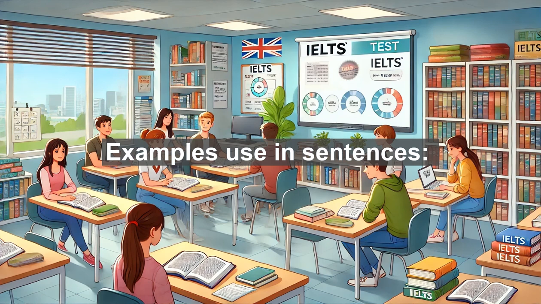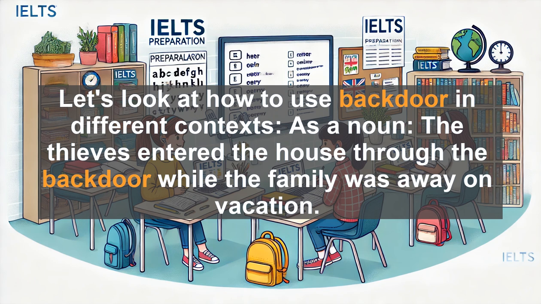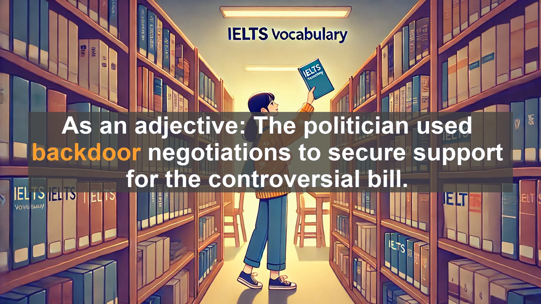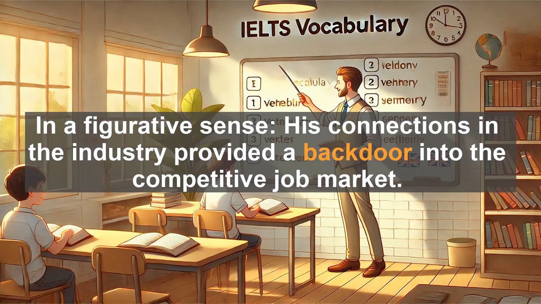Examples used in sentences. Let's look at how to use backdoor in different contexts. As a noun: the thieves entered the house through the back door while the family was away on vacation. In a technological context: the hacker installed a backdoor in the company's network, allowing unauthorized access to sensitive data. As an adjective: a politician used backdoor negotiations to secure support for the controversial bill. In a figurative sense: his connections in the industry provided a backdoor into the competitive job market.